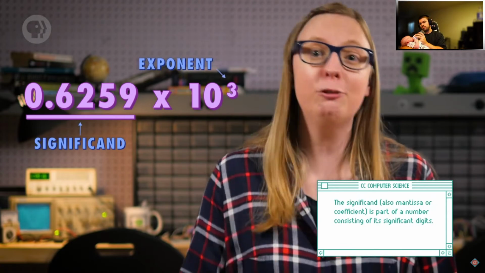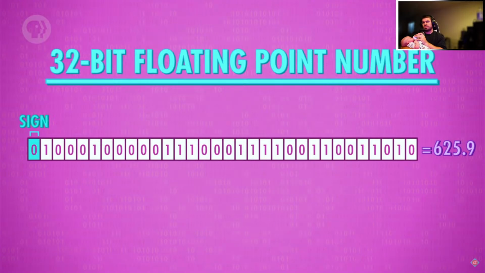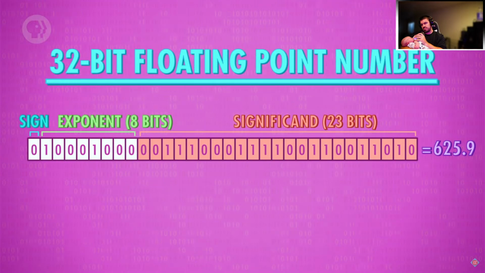In essence, this standard stores decimal values sort of like scientific notation. For example, 625.9 can be written as 0.6259 times 10 to the power of 3. There are 2 important numbers here. The 0.6259 is called the significand, and 3 is the exponent. In a 32-bit floating point number, the first bit is used for the sign of the number, positive or negative. The next 8 bits are used to store the exponent, and the remaining 23 bits are used to store the significand.